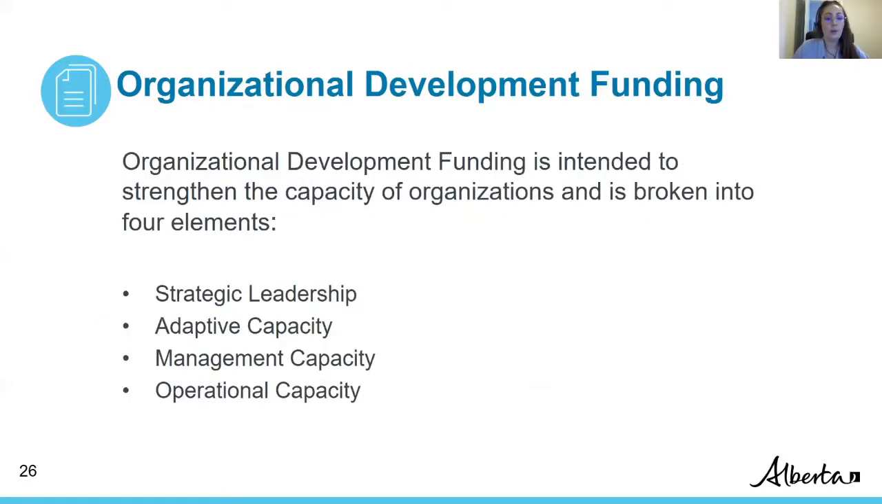ODF is the bottom portion of your budget. To be eligible for ODF, you must complete the capacity assessment tool and Section F of the application. The self-assessment tool helps you determine your internal strengths and weaknesses in the following 4 areas.